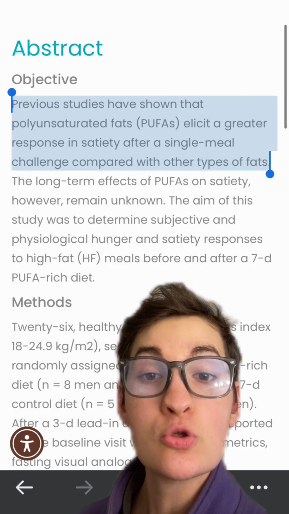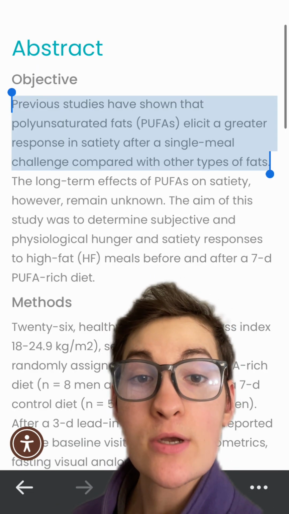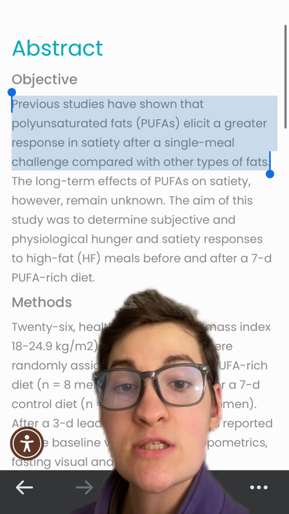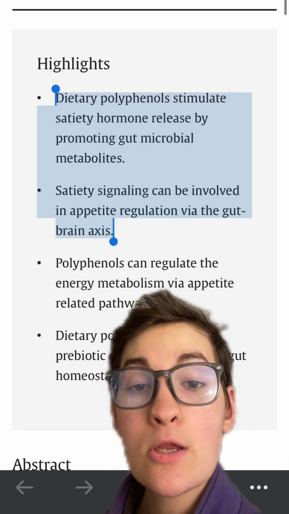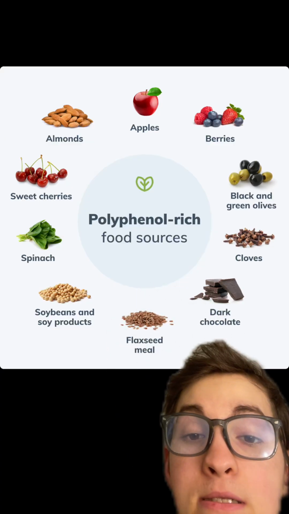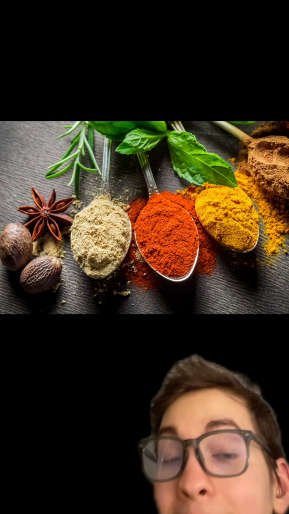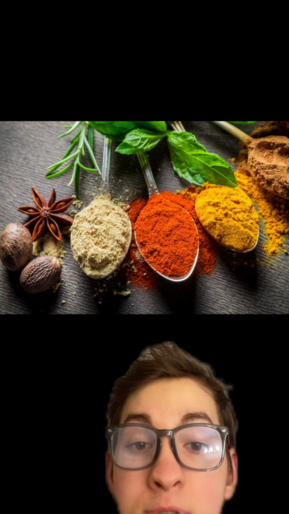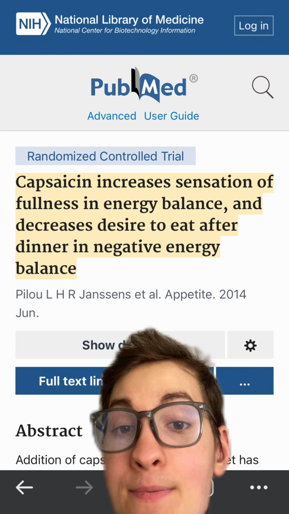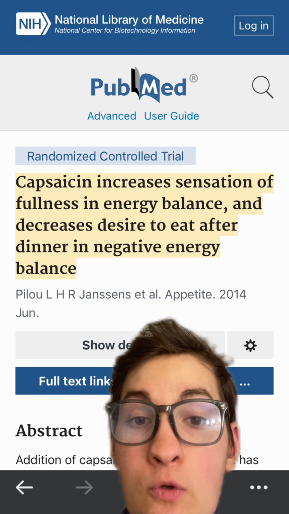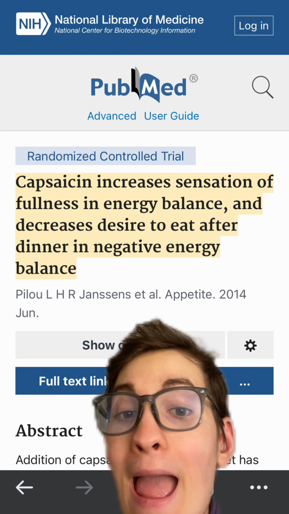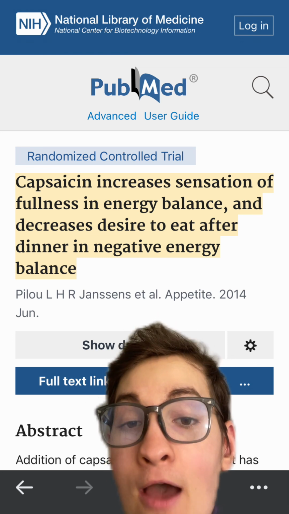Another nutrient is fat, in which polyunsaturated fats elicit a greater satiety than saturated or monounsaturated fats. Dietary polyphenols are also uniquely satiating, and these are found in abundance in colorful plant foods, and even more concentrated in herbs and spices. And to round us off, sticking with herbs, it appears that capsaicin, the molecule in spicy food, also decreases energy intake at that given meal and decreases desire to eat afterwards.